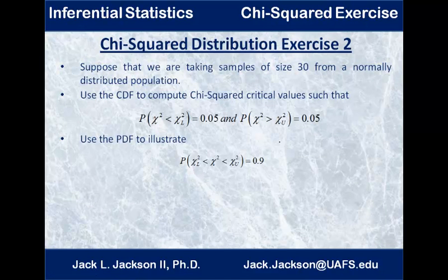Alright, let's look at another exercise. This time we're taking samples of size 30 from a normally distributed population. And by the way, remember that the normality requirement on our individual data that we're drawing from is very important. In fact, the chi-square distribution is more sensitive to that. Oftentimes, even if you don't have a normal distribution and you're doing, say, a t-test or a z-test, they're pretty good. They give you something that's at least useful and it's kind of close.